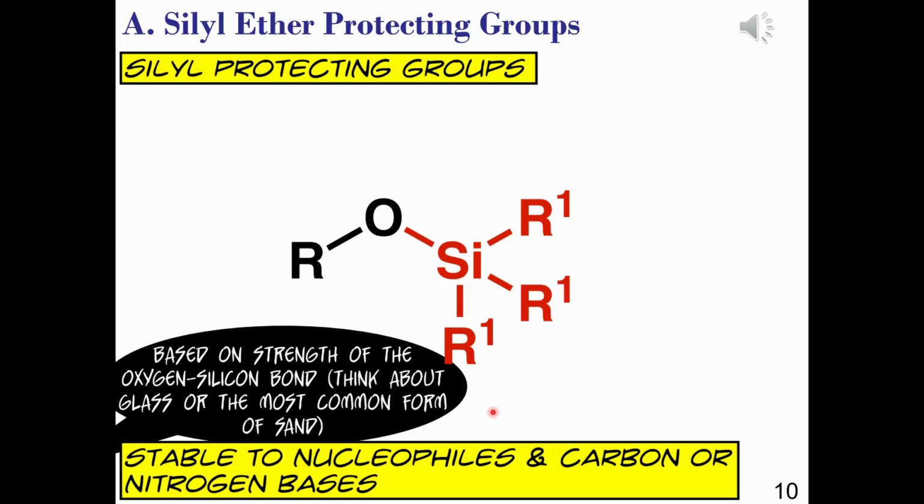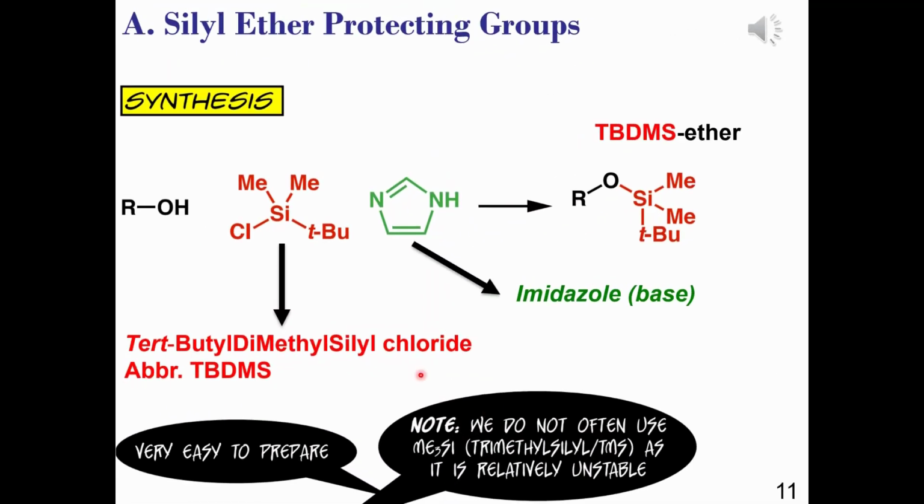So how do we make a silyl ether protecting group using an alcohol? A common silyl ether protecting group is formed by the reaction of an alcohol with tert-butyldimethylsilyl chloride in the presence of imidazole, which behaves as a base. There are other choices of silyl chlorides available, like trimethylsilyl chloride, but these are relatively unstable and are not a first choice of reagent.